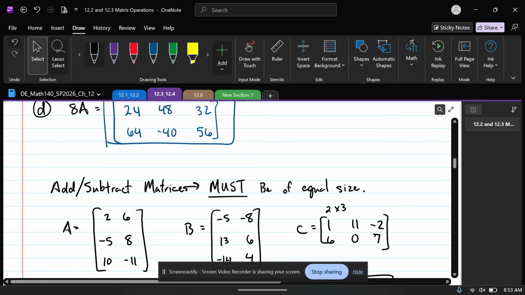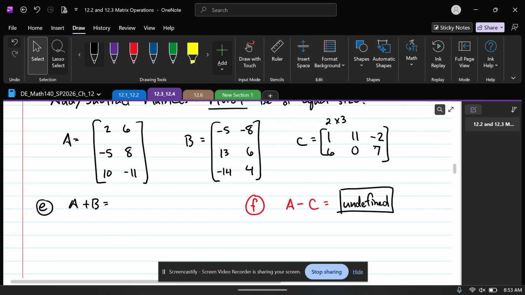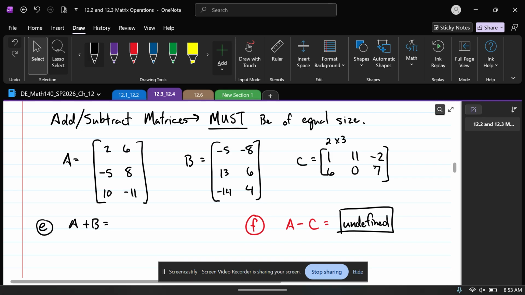All right, adding and subtracting matrices. In order to add and subtract matrices, they have to be the same size. Must be exactly the same size. So A and B are the same size, so I can add those or subtract those. But C is a different size. It's a 2 by 3, so I cannot subtract A and C. It's an undefined operation because they're not the same size. The reason is that to add and subtract matrices, you just add the matching spots.